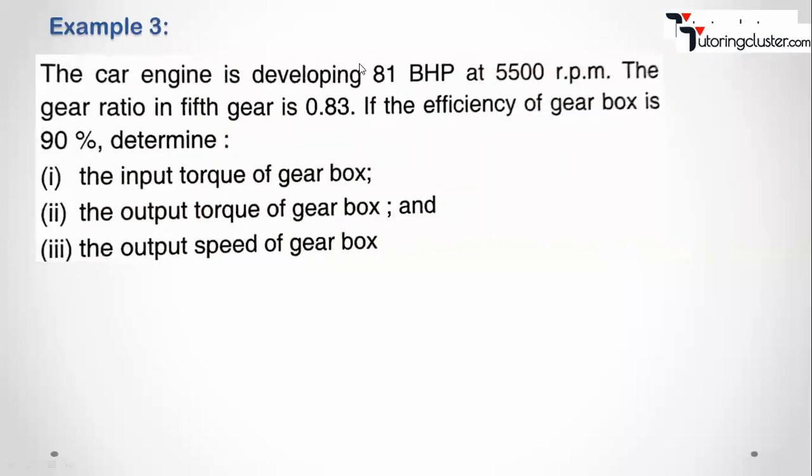This is going to be the last example. The car engine is developing 81 bhp at 550 rpm. The gear ratio in the fifth gear, it is 0.83. Efficiency of gearbox, it is 90%. Determine input torque, output torque and output speed of the gearbox.